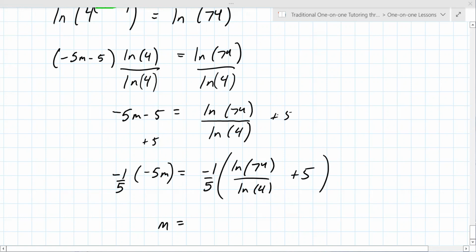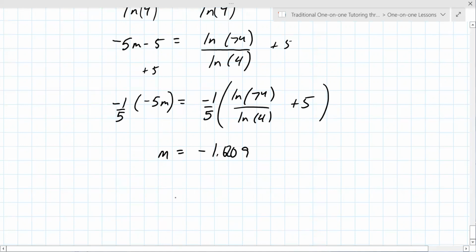I got -1.1606. We're to round up to 0.7. I got -1.606209. Yeah, yours is the correct answer. So in terms of how you enter this in the calculator, again, it's just a little bit of a headache, but you maybe go like this: -1/5 parentheses ln 74 close parentheses / ln 4 plus 5, like that.